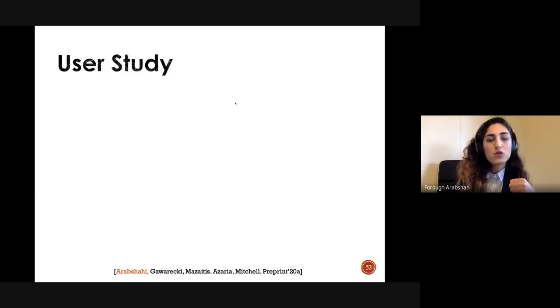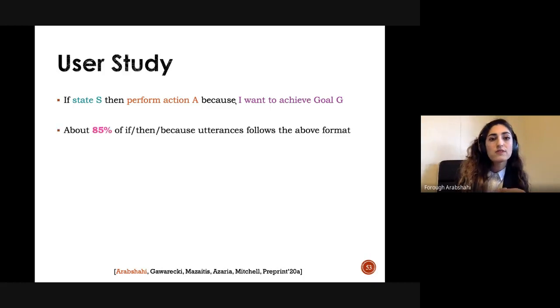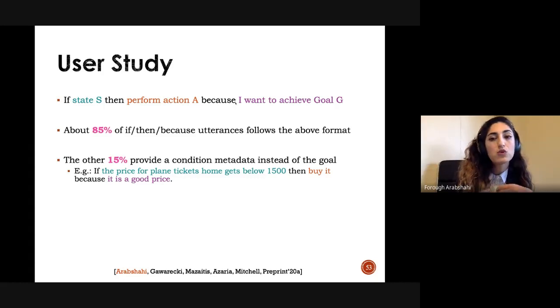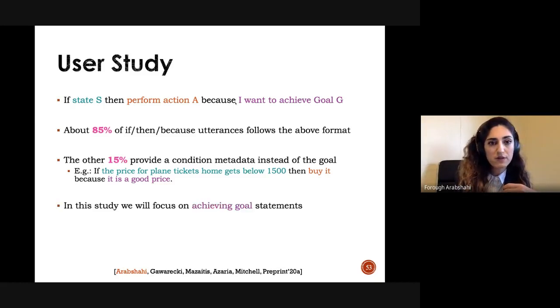All right. So we went ahead and ran a user study in which we collected these if, then, because statements from users. One interesting thing we noticed was that about 85% of the users gave statements that follow the above format, which is achieving an actual goal, whereas the other 15% provided more of a condition metadata rather than an actual goal. For example, one user said, if the price for plane tickets home gets below $1,500, then buy it because it is a good price. Because it is a good price is not an actual goal, so we're going to ignore these 15% statements and just focus on the first 85%.